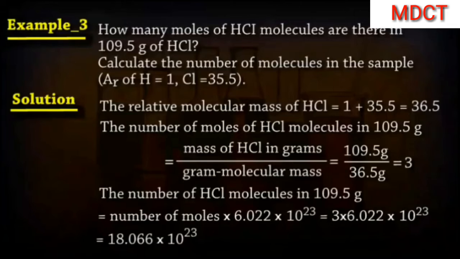The number of HCl molecules in 109.5 grams is equal to number of moles times 6.022 × 10^23, is equal to 3 times 6.022 × 10^23, is equal to 18.066 × 10^23.